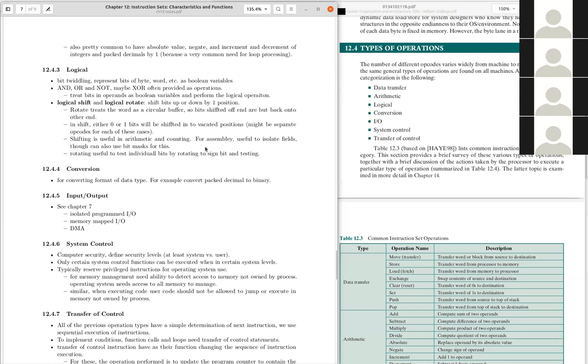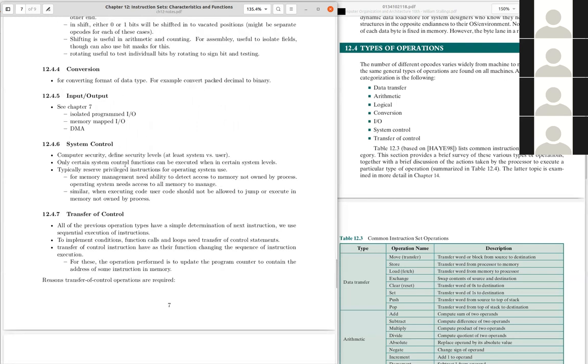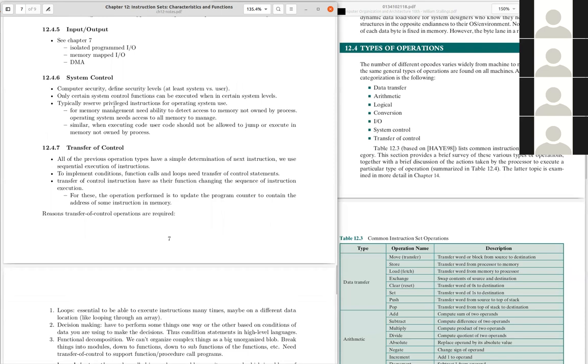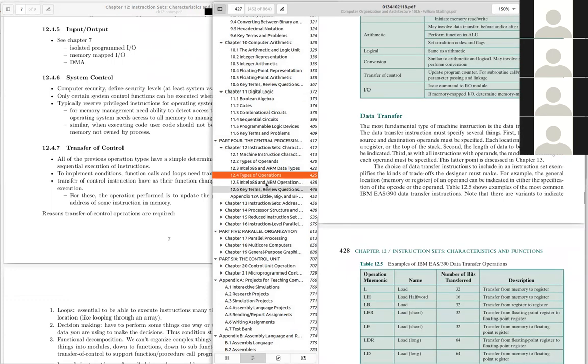You've also got other things like shifting. We talked a little bit about those as well for the adders in our last chapter, logical shifts and logical rotates. Conversions, like converting decimal to binary for example, will probably end up in your arithmetic logic unit as well, maybe. Usually IO, I won't talk about. System control then. We talked about transfer control. System control is covered in our chapter of the textbook.